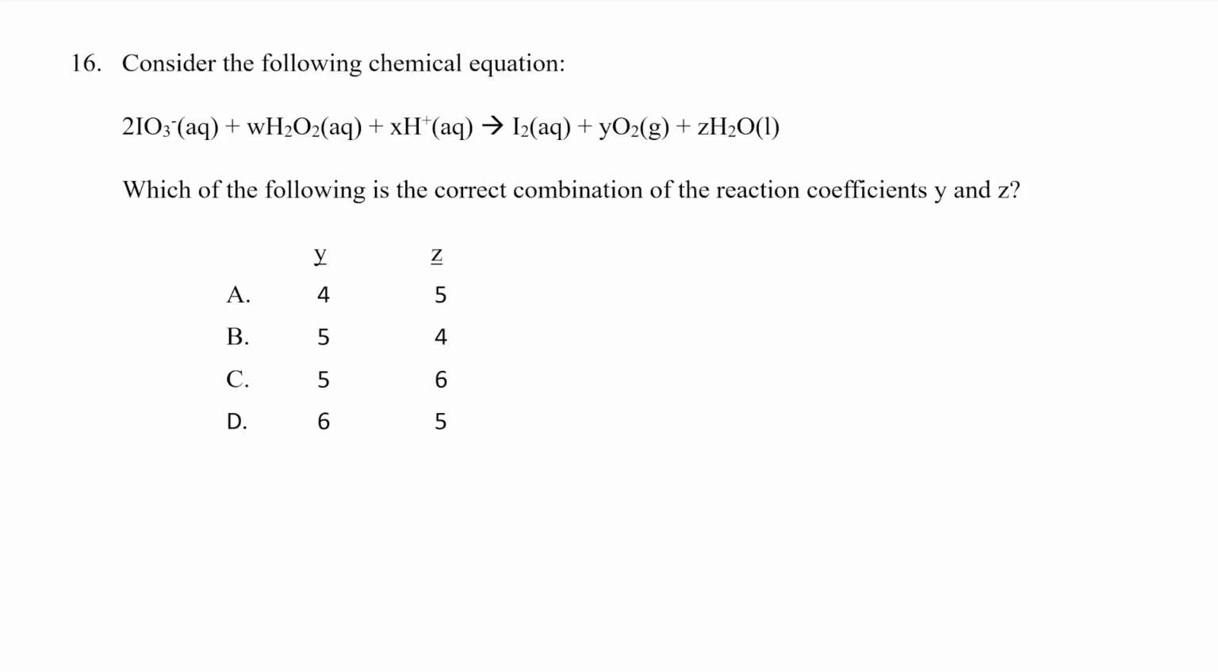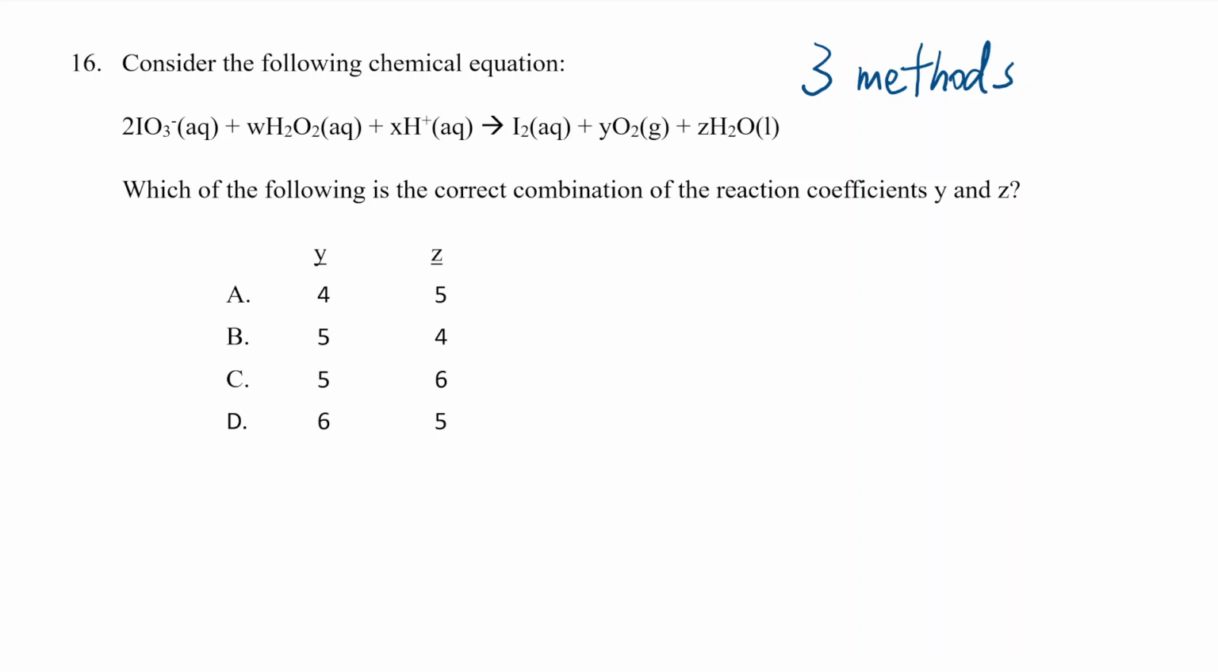2013 question 16. Consider the following chemical equations. Which of the following is the correct combination of the reaction coefficients y and z? Now for these types of questions where they'll give you a chemical equation and ask you to find the unknowns, there are three methods that you could use. Each of these methods has its own strengths, and it would depend on each question which one you've got to apply. So I suggest you learn all three of them.